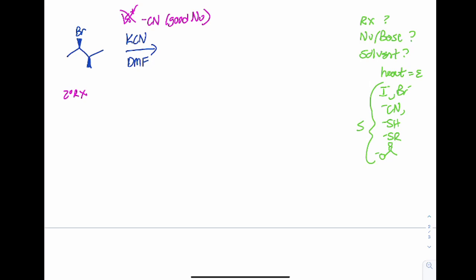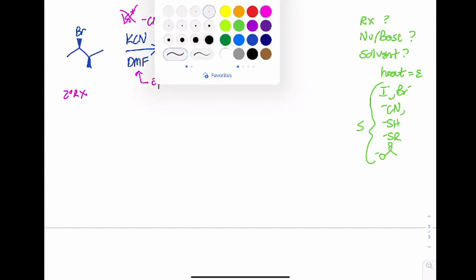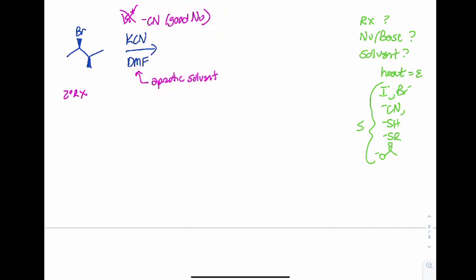I'm going to look at my solvent, and DMF was on our list of aprotic solvents. At the beginning of chapter 7, I referred you to a couple of tables in your textbook that had protic and aprotic solvents, so you do need to know those. So what I have is a secondary alkyl halide, a good nucleophile, and an aprotic solvent. So what is my mechanism for this, guys? Hopefully you're thinking SN2.